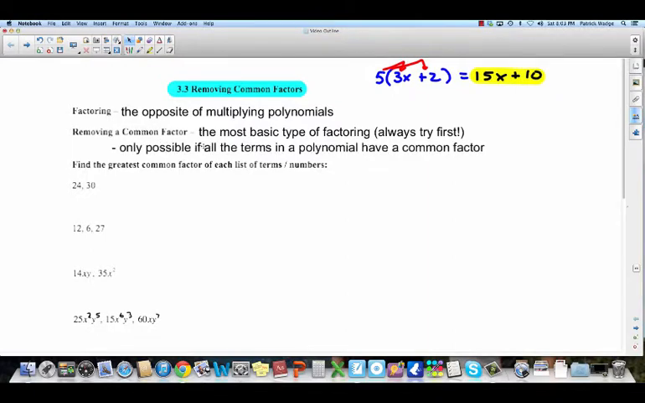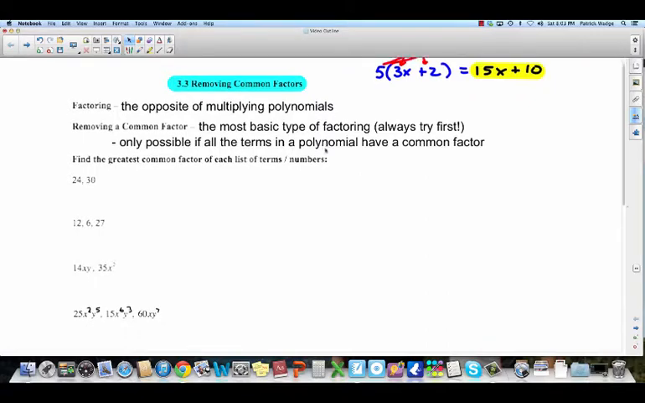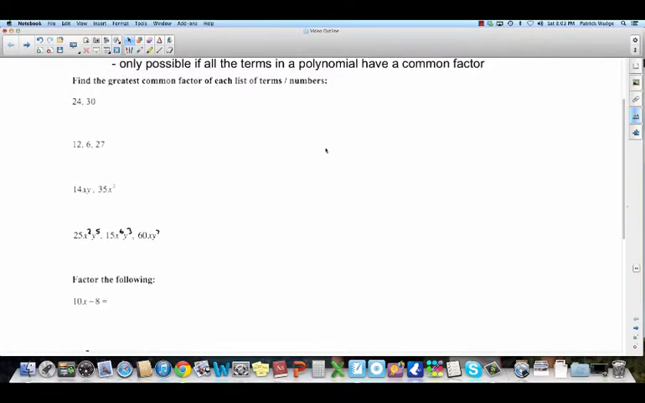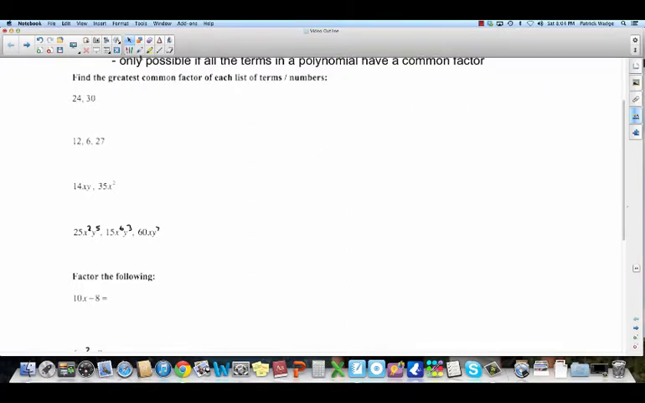It's only possible if all the terms in a polynomial have a common factor. So sometimes you can't do it. Sometimes not all the terms have a common factor to pull out. So maybe before we do anything else, we better talk about what greatest common factors are. We don't have to do too much of that because we already did that earlier in this course, but let's just practice a little bit.